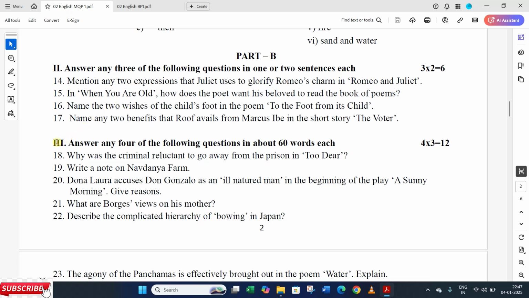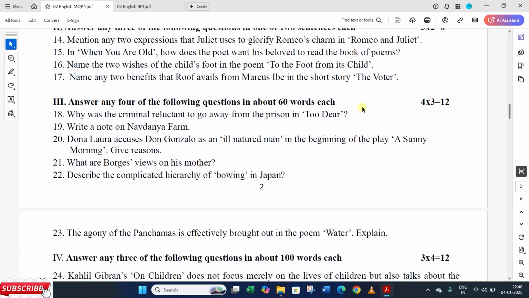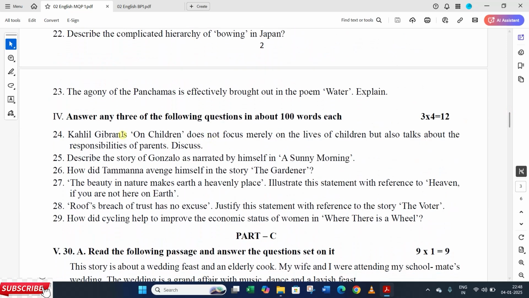Question number 3, main question number 3: answer any 4 of the following questions in about 60 words each. Now this is a 3-mark question and you have to write 4 questions, and marks will be 12. In the same way as we have seen for the 2-mark question, but you have to write the answers to these questions in 60 words, right? Then let us go towards the next question. Question number 4: answer any 3 of the following questions in about 100 words each, and this question is for 4 marks.